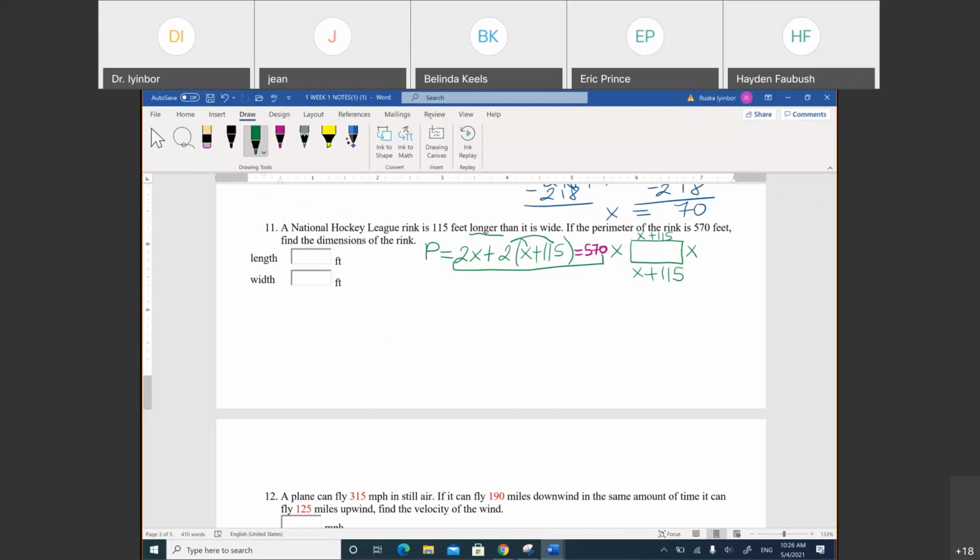So we're going to do the parentheses. We have 2x plus 2 times x is 2x. And 2 times 115 is what? 230, right? Equals 570. And then you're going to add 2x plus 2x, and you're going to subtract 230 on both sides. So you're going to get 4x equals, what is that? 340, right? Yes. And then you're going to divide both sides by 4.